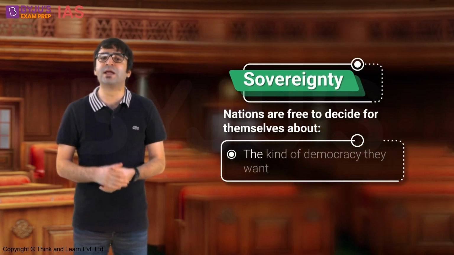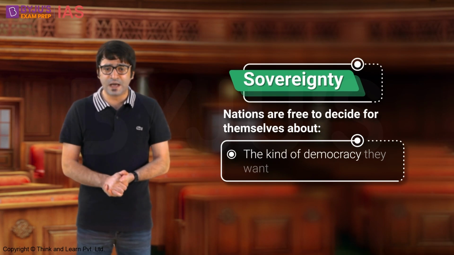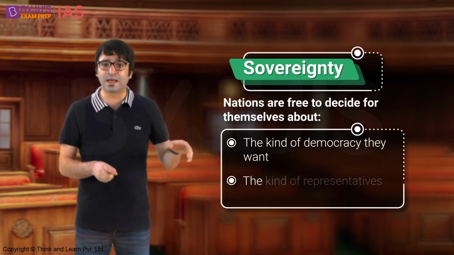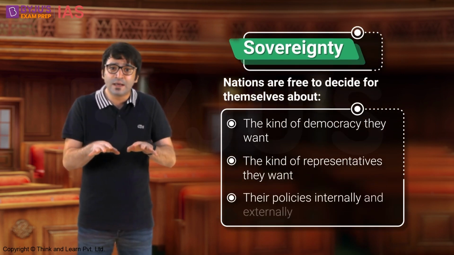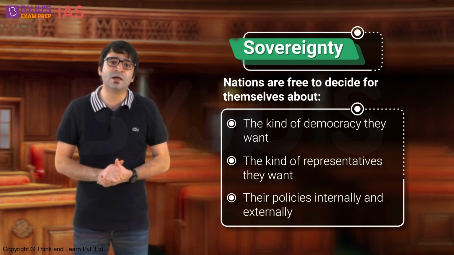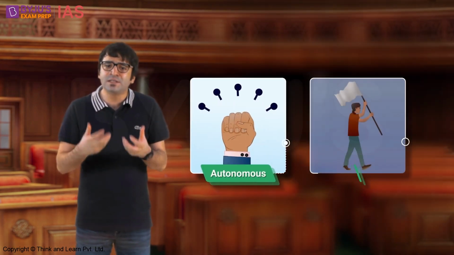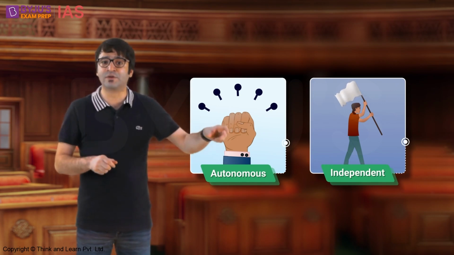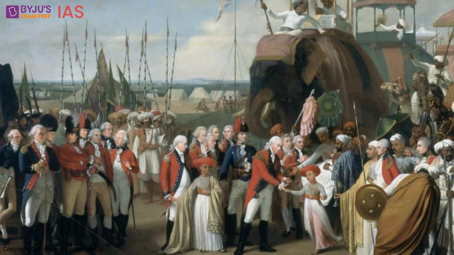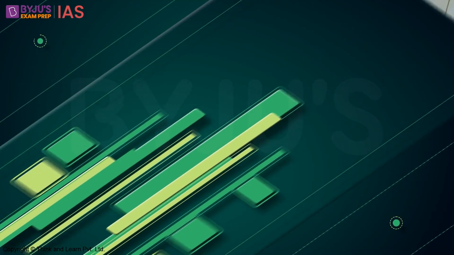Sovereignty means that nation states are free to decide for themselves about the kind of democracy that they want, the kind of representatives that they want in parliament, and their policies internally and externally. Sovereign nations are expected to be autonomous and independent when they pursue policies that are in their interest and their people's interest, and not according to the dictates of a foreign power. Thus, India being a sovereign nation implies that it is neither a dependency nor a dominion of any other nation and is an independent country.